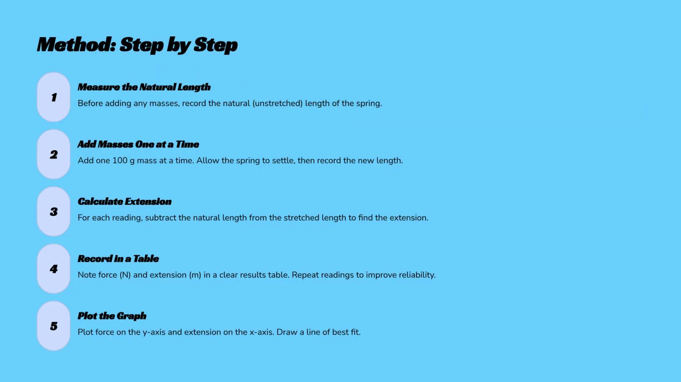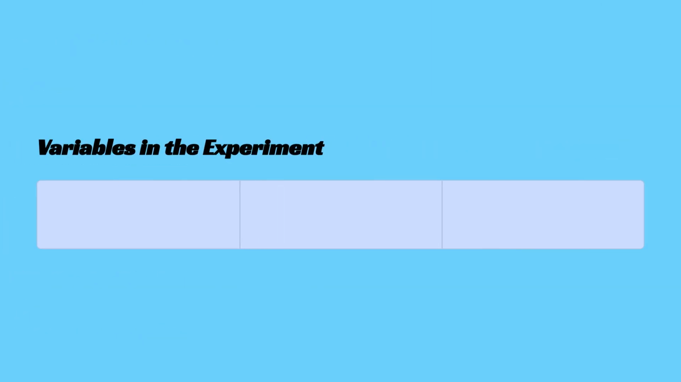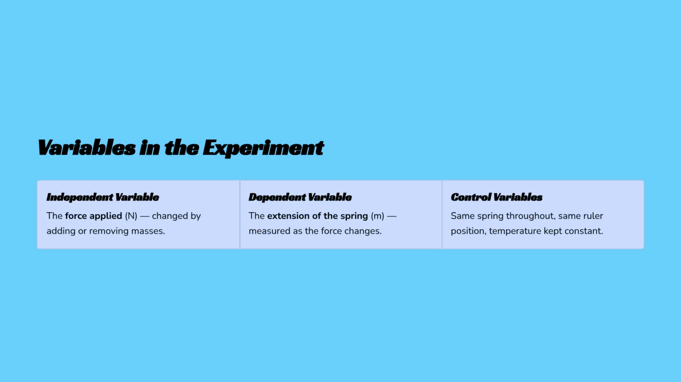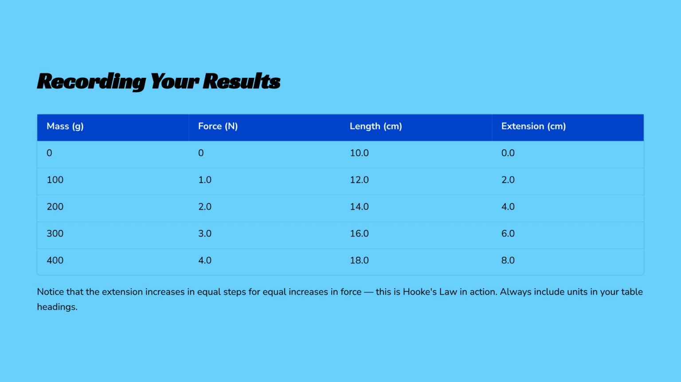Follow these steps. Measure the natural length, add masses one by one, calculate the resulting extension, record your data in a table, and finally, plot a graph to find the line of best fit. Identify your variables clearly. The independent variable is the force, the dependent variable is the extension, and ensure your control variables like temperature and setup remain consistent. When recording results, organize them into a clear table with columns for mass, force, length, and extension. Remember to always include your units in the column headings.